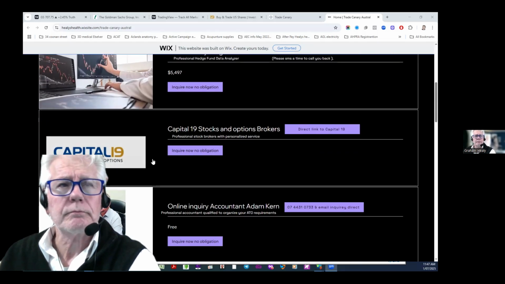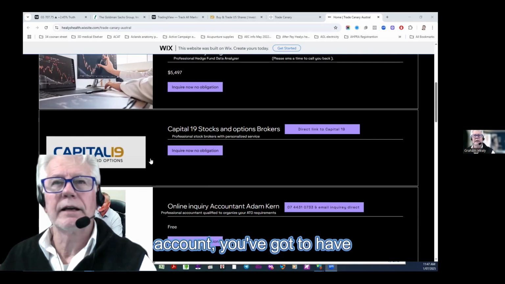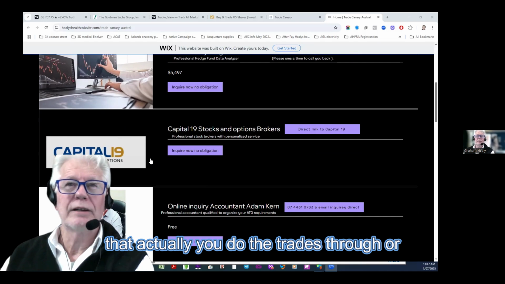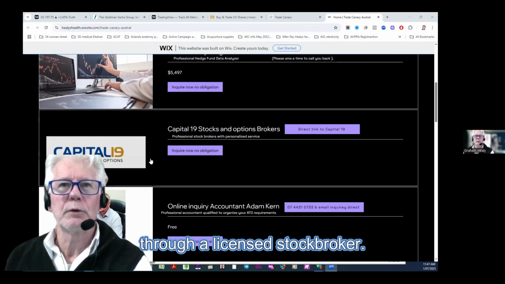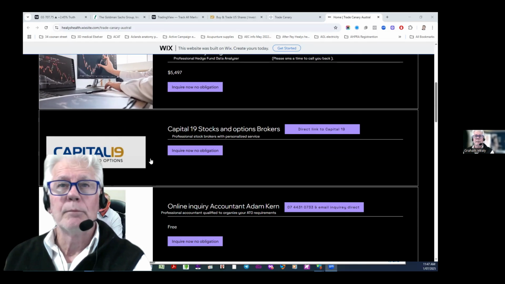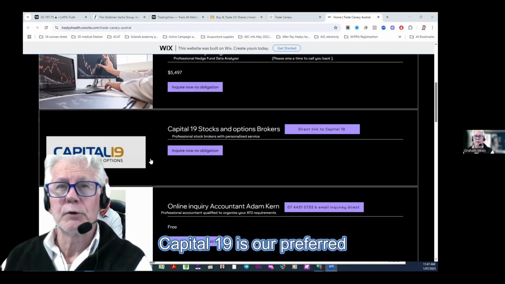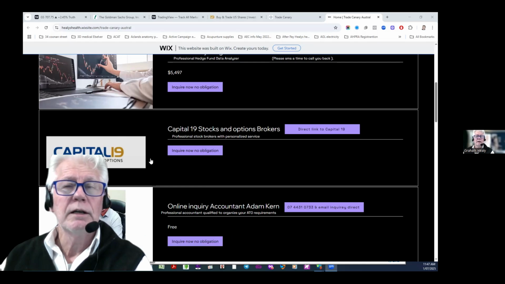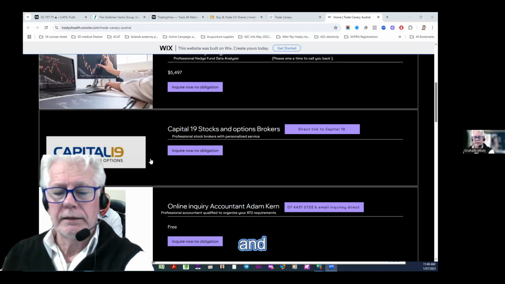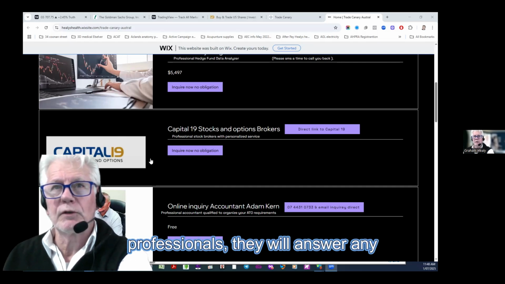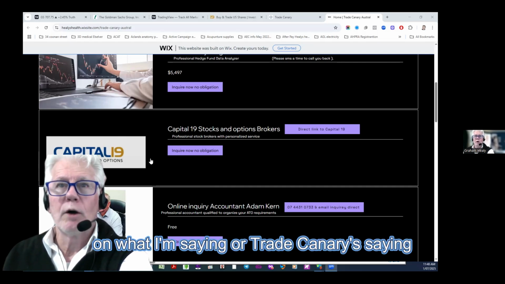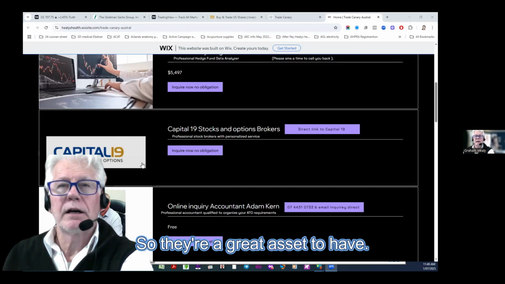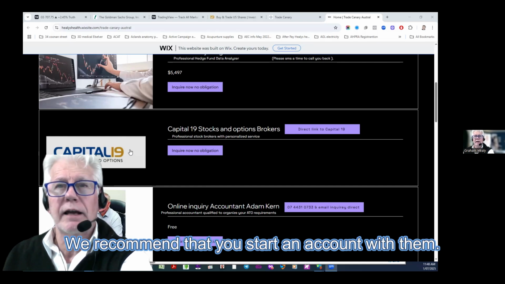Capital 19, basically with every trading account, you've got to have a trust account that you do the trades through, or a vehicle you do the trades through, a licensed stockbroker. Capital 19 is our preferred options and stock broker in Australia. They're in Sydney. They have personalised service, and because they're full-time professionals, they will answer any questions you've got on what I'm saying or Trade Canary is saying or anyone's saying, because that's their job. So they're a great asset to have. We recommend that you start an account with them.